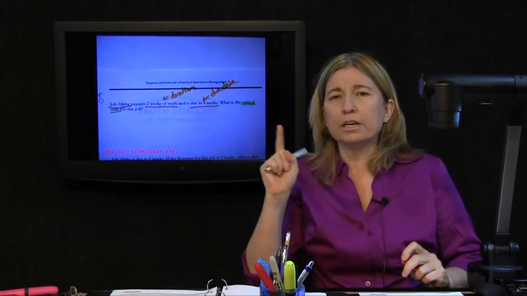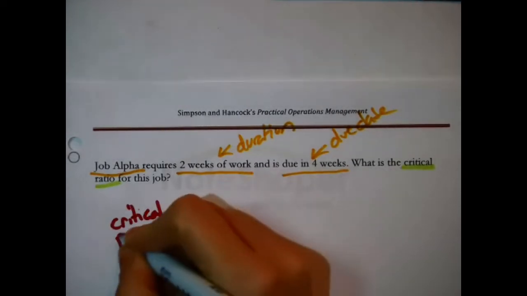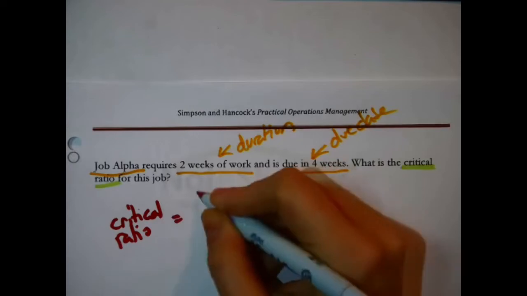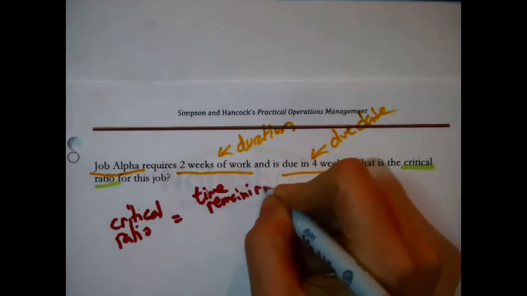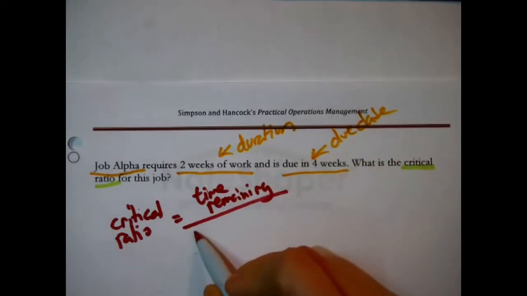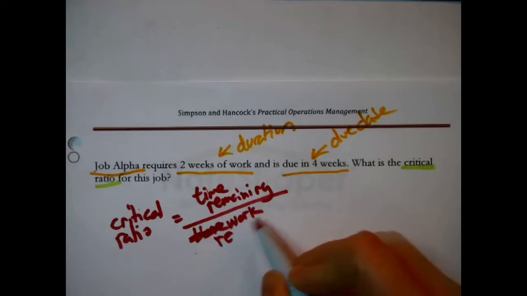Critical ratio. Now, there's an important concept to remember. The critical ratio for a job is the time remaining divided by the work remaining. Critical ratio, generally explained by time remaining, and this would be for a job, for an order, for something to be done, divided by work remaining.